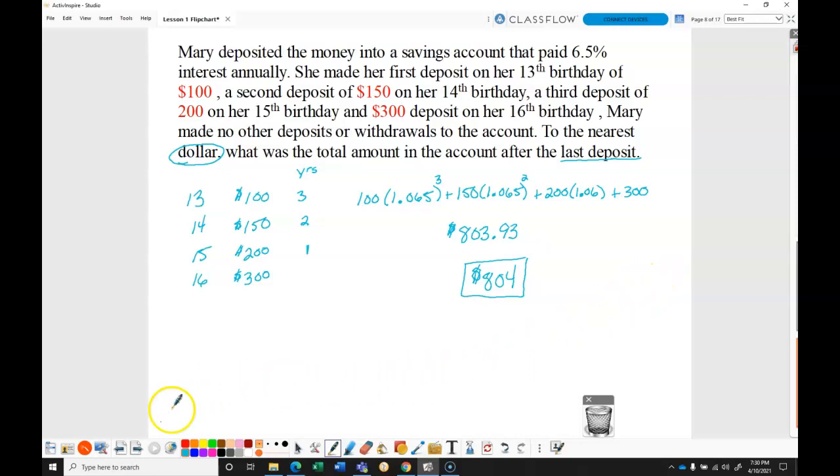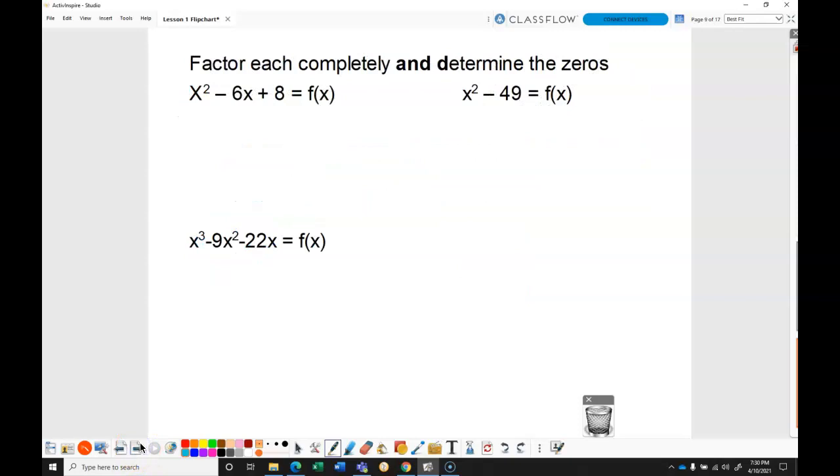All right, our next problem. We need to factor each of these and determine the zeros. Okay, so I looked at my first one and I said, well, it's not a difference of 2 squares because I have 3 terms here. And it's not a perfect square trinomial because 8 is not a perfect square. I also don't have a common factor that I can pull out first.